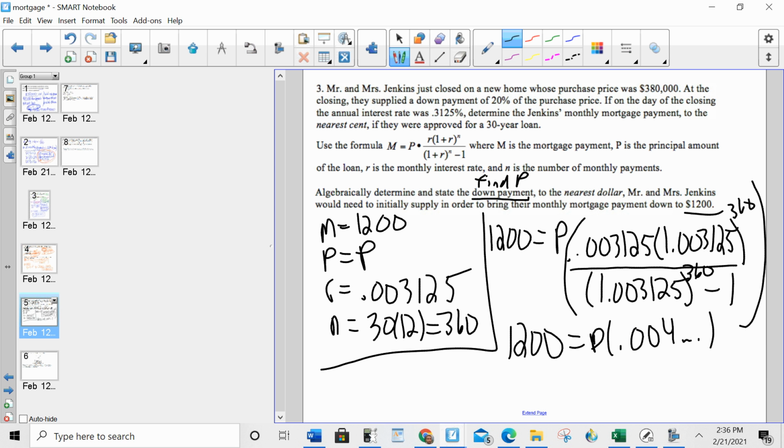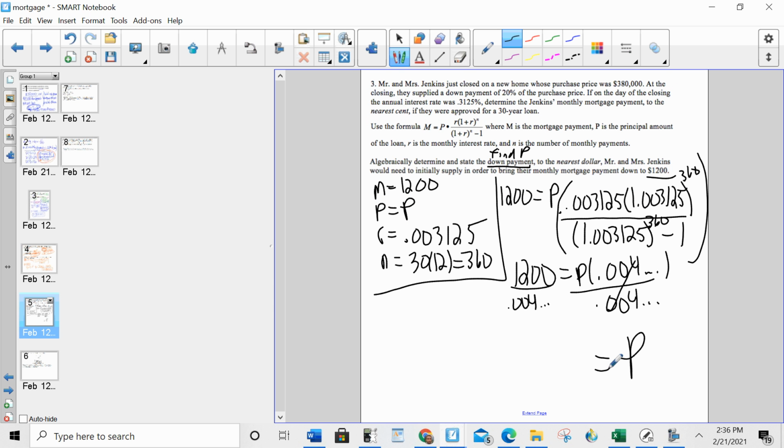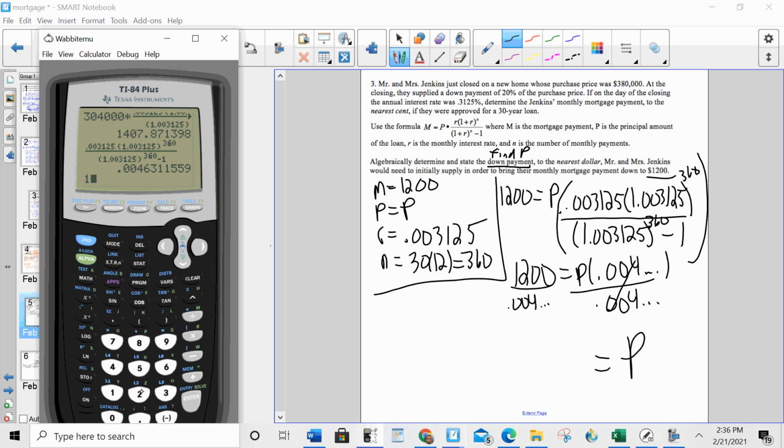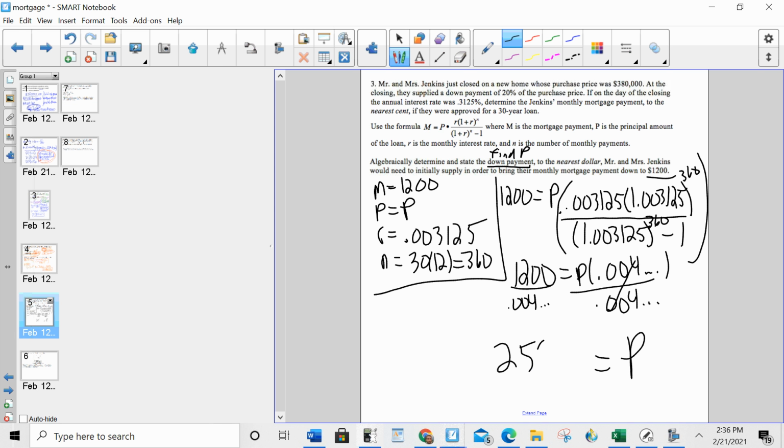Then to find P, I divide by 0.004 dot dot dot. P equals 1,200 divided by that whole thing, 259,114 dot, dot, dot. But it wants the down payment.